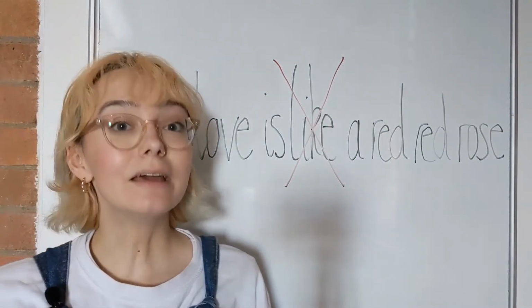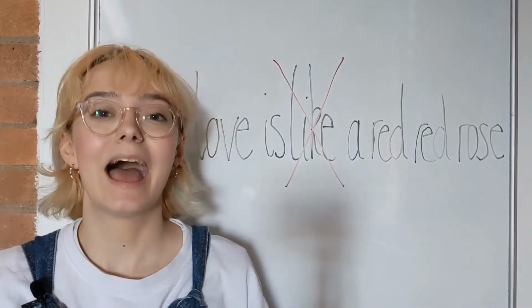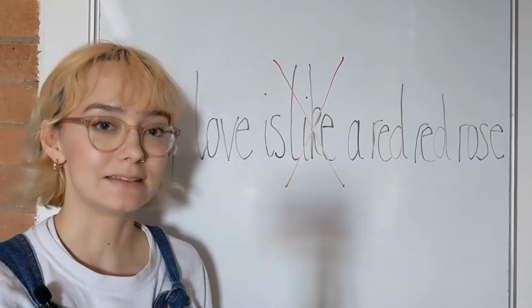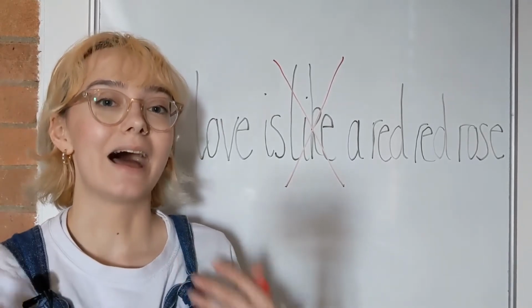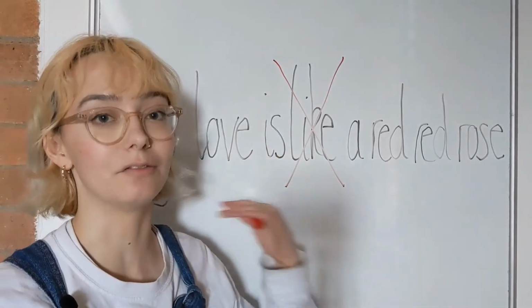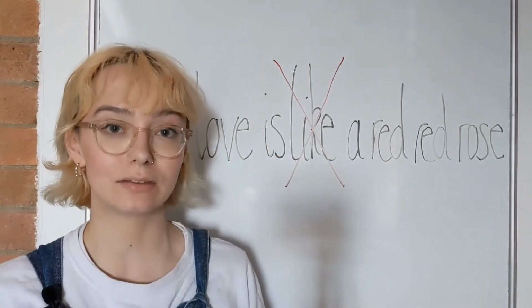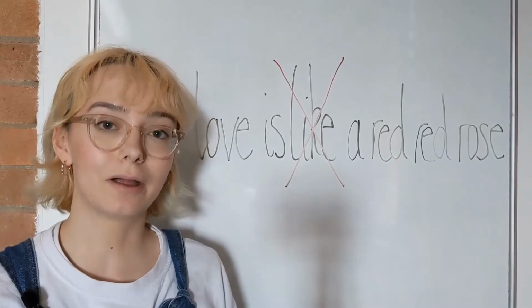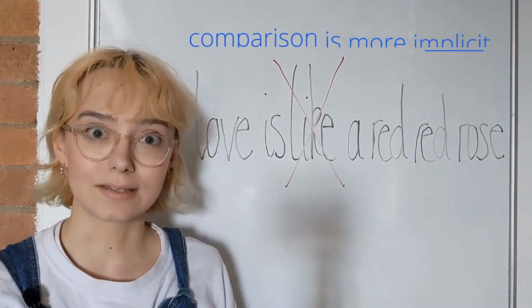Now the difference, well, the main difference between a simile and a metaphor is this. A comparison in a simile is quite explicit because we have the use of "like" or "as" to compare the two things. And with a metaphor, it's more implicit.